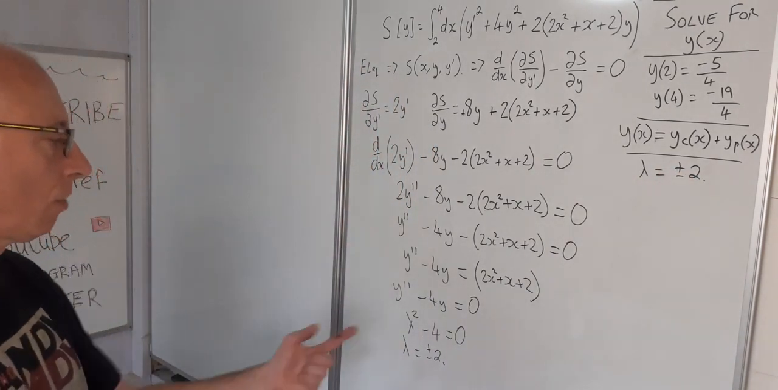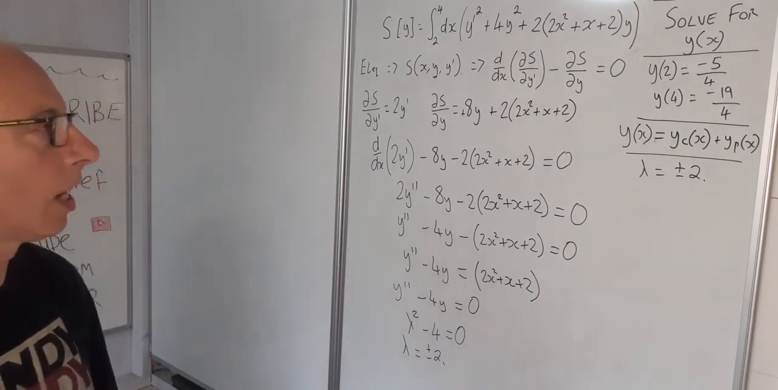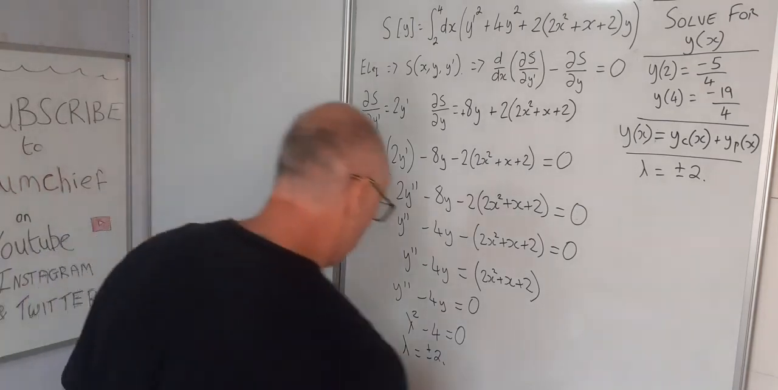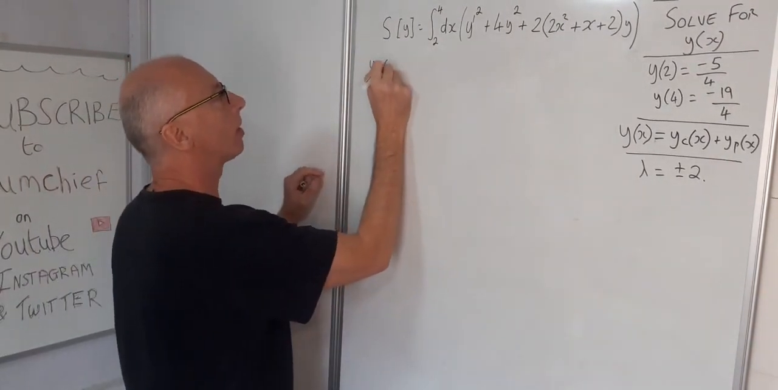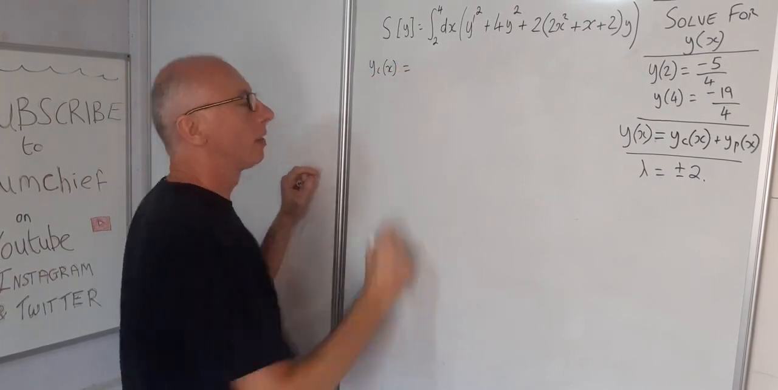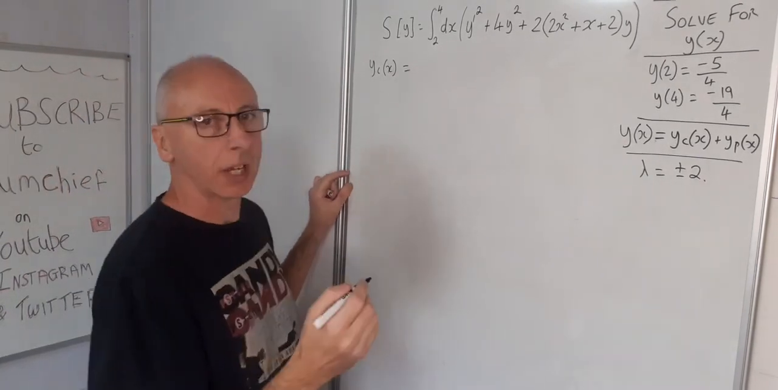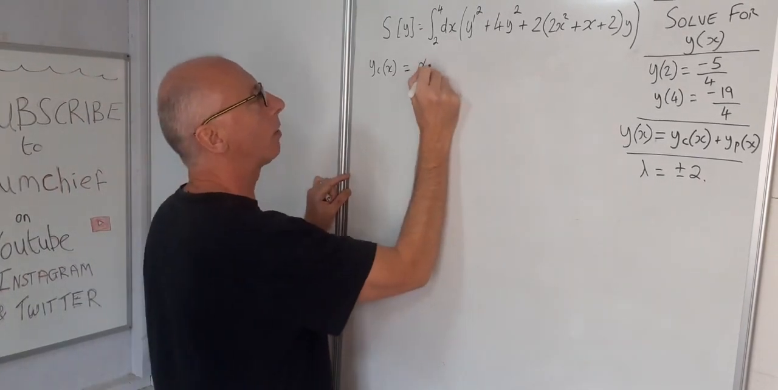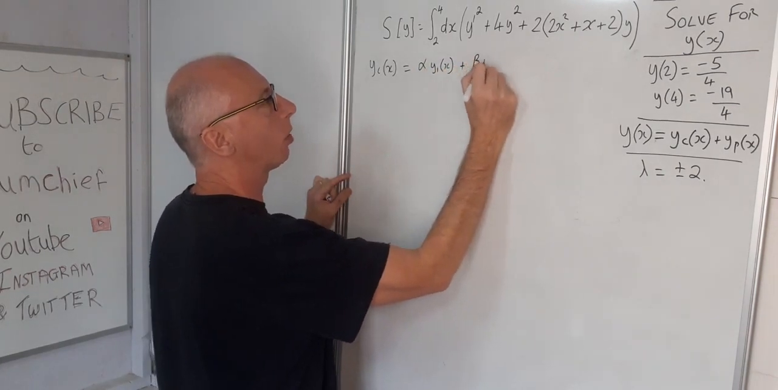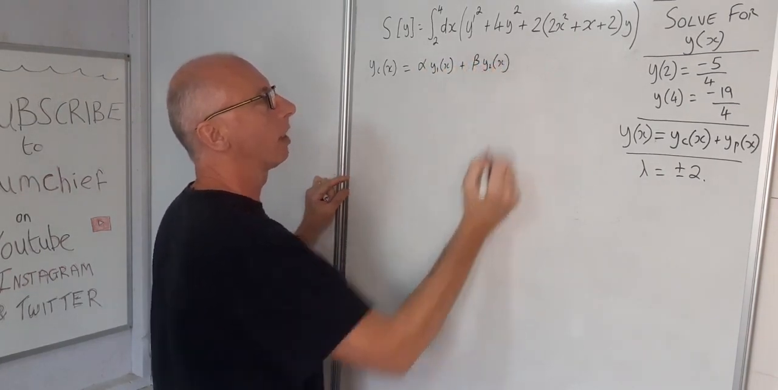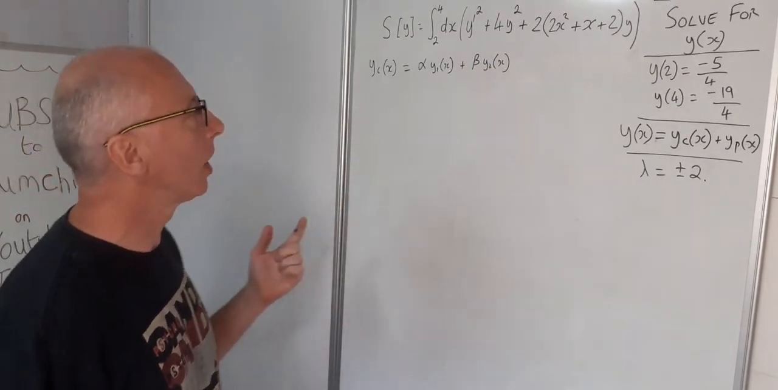Okay, now I'm going to rub this off the board, and then we're going to go to the next stage and how to work out the complementary function. Now our complementary function, y_c of x, takes the form in this kind of format. I'm going to use alpha y1 of x plus beta y2 of x. This is the generally accepted way of beginning your calculation here.